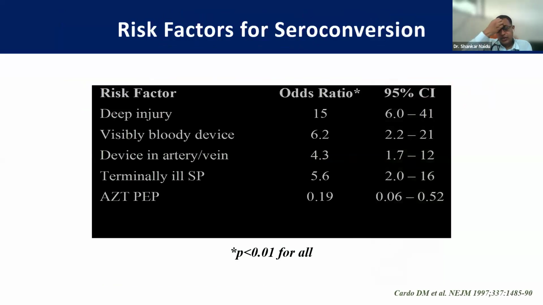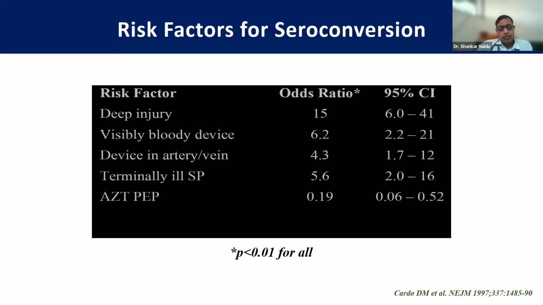So there are some factors which will affect the seroconversion after an exposure. As you can see that the odds ratio has been given here. So odds ratio means the odds of developing seroconversion after this exposure. So with deep injury, the odds ratio is highest at 15.